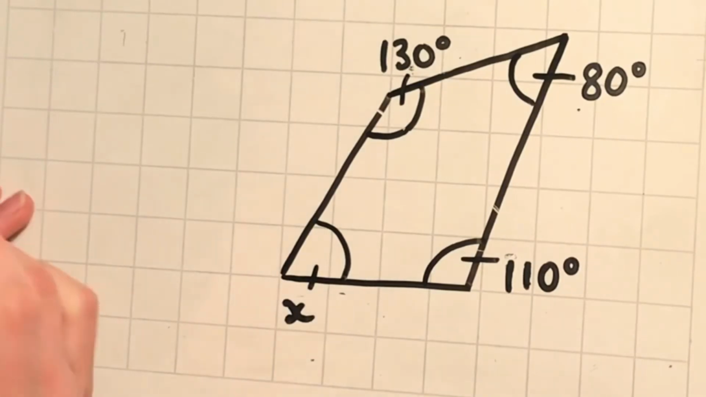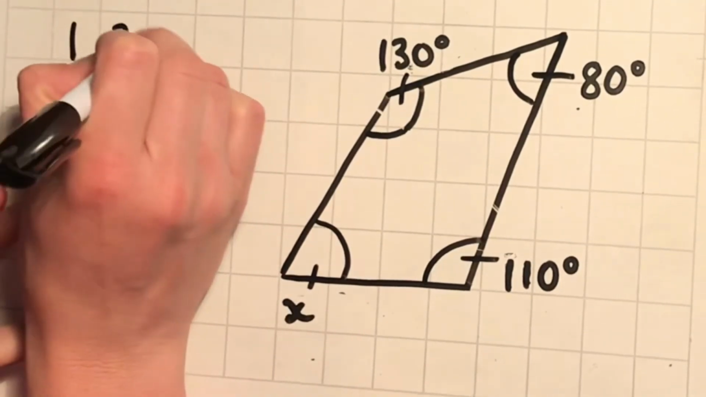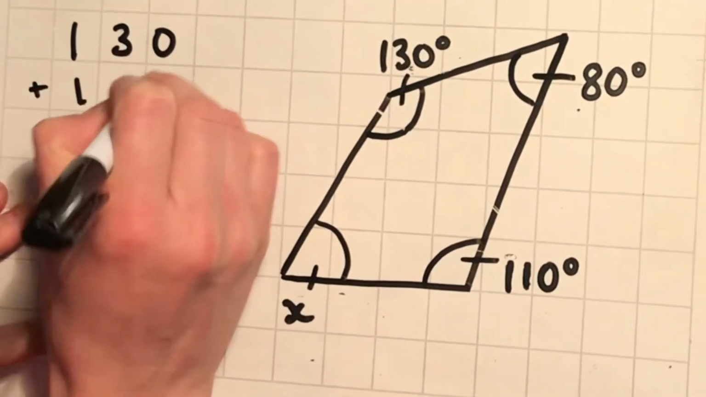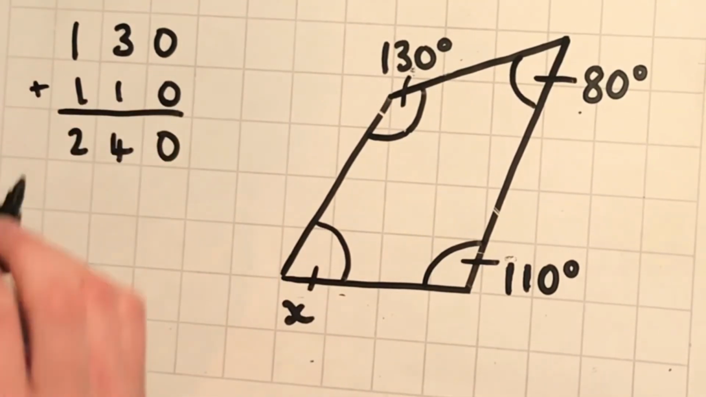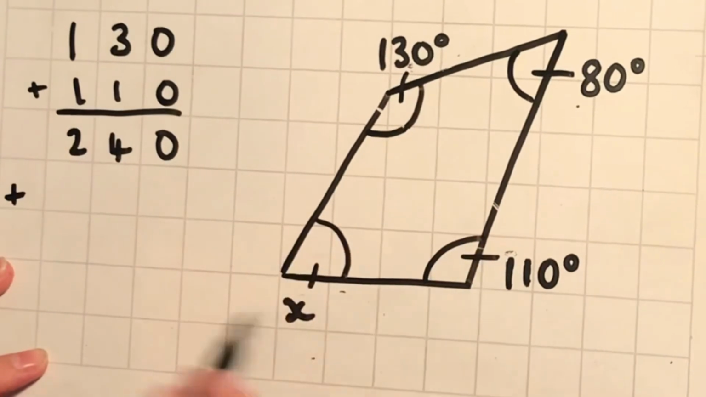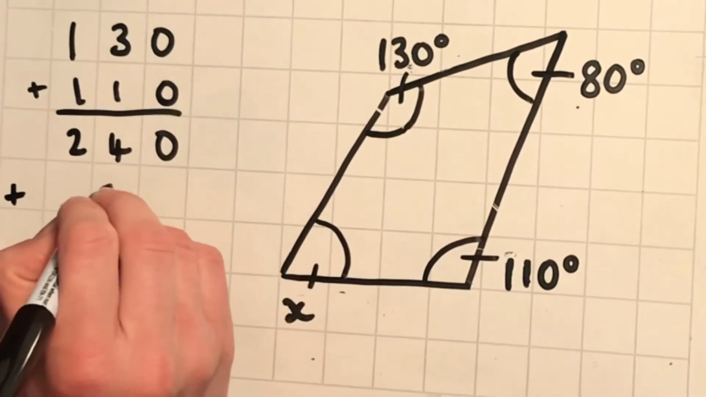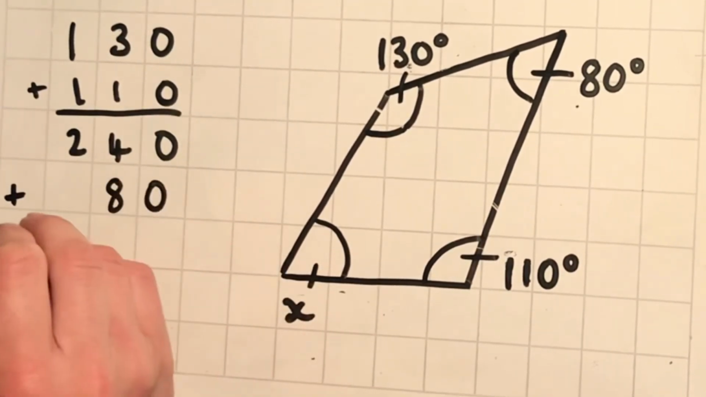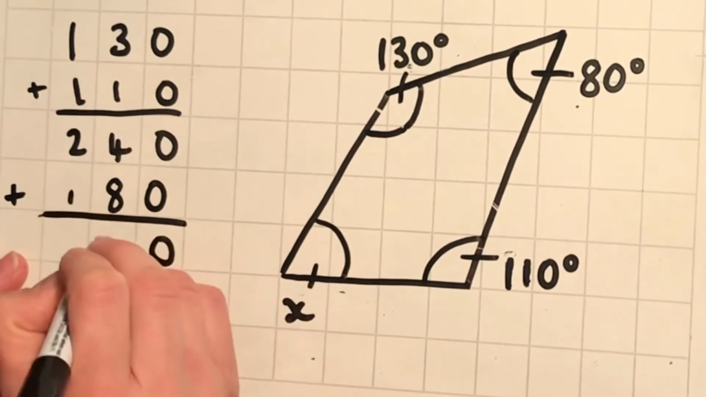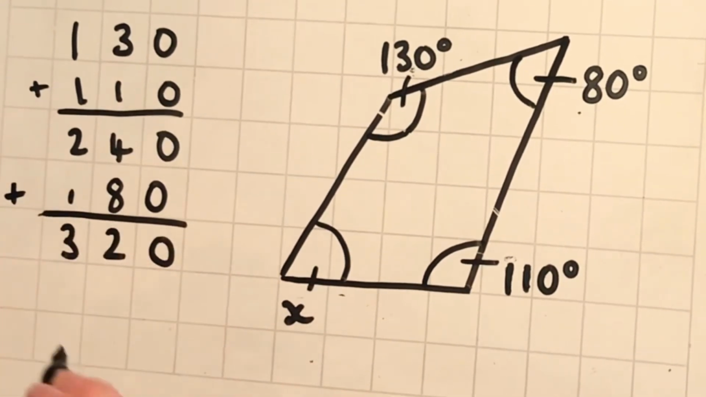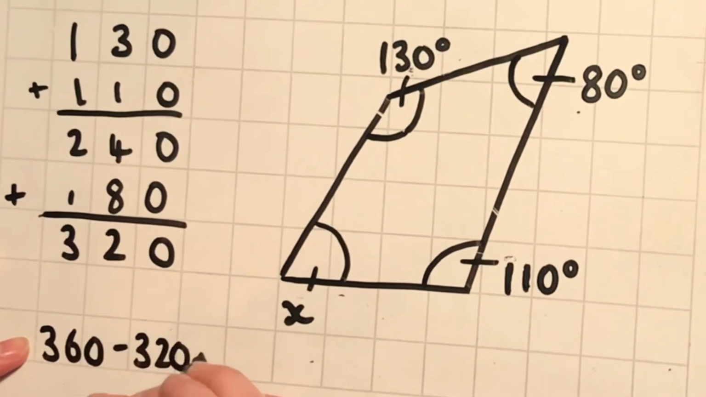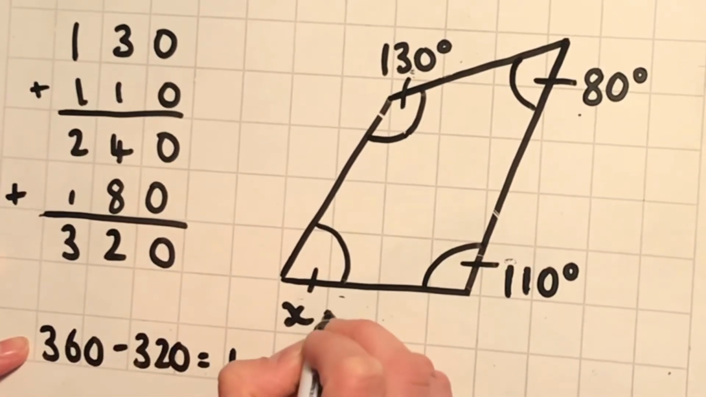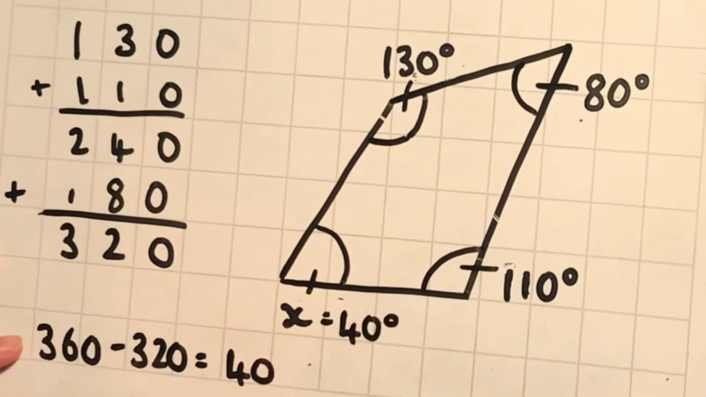Okay, so for practice question 1, you add together the angles you already know. Now, it doesn't matter what order you do them in, okay? So I've just started off with 130 and 110. This gives me 240. Add on 80. Gives me 320. And then I'm going to take that away from 360. Means angle X is 40 degrees.